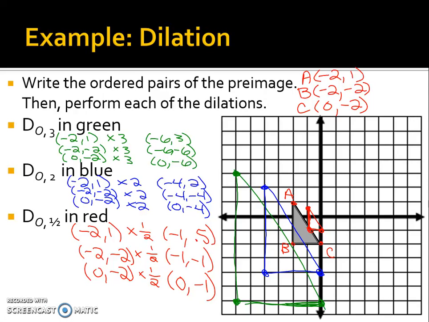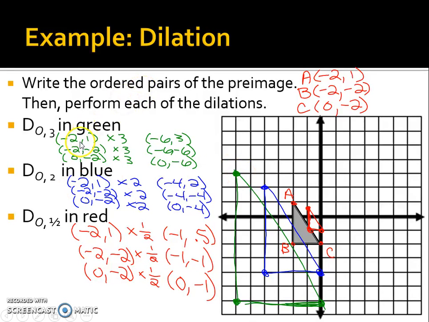So write the ordered pairs of the pre-image, then perform each of the dilations. So here you have ABC. Please write these points for ABC. And then we're going to do the dilation 3 times bigger. So just write ABC and multiply each point by 3. Negative 2 times 3 is negative 6. 1 times 3 is 3. So each number is multiplied by 3. This is your new points. So draw those 3 points. That's in green. So it's 3 from the original pre-image. The image is 3 times bigger, this green one.